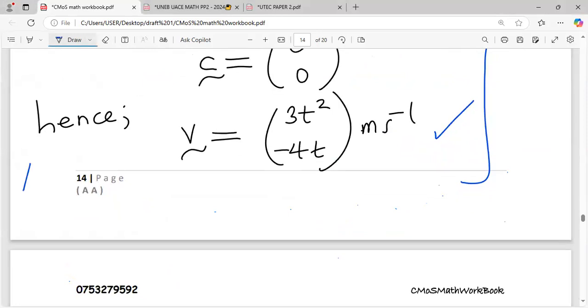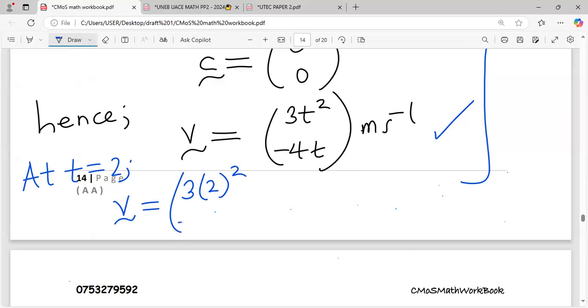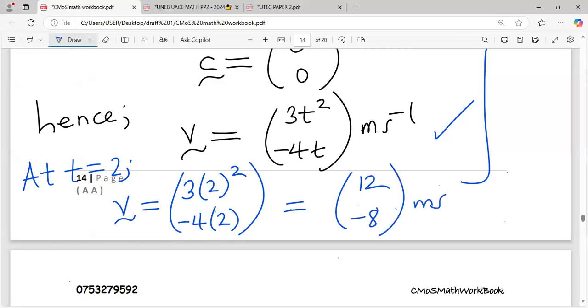So I'll come and say at t equal to 2, the v shall be 3 into 2 squared minus 4 into 2. Then what am I going to get as my v? I have 12 here. I have negative 8 meters per second. So that is my velocity. So I get the magnitude. The magnitude shall be the speed.